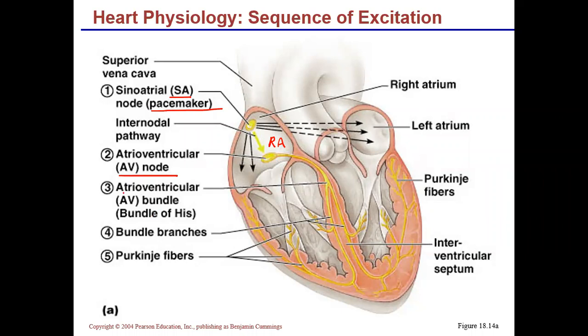Number three, atrioventricular bundle or bundle of His. All right, so you could see the bundle of His where it's pointing right here. All right, then there are the bundle branches. Now they divide and go two routes, one to the left, one to the right. So that's bundle branches. It branches out, as the name implies. And then finally, you have the Purkinje fibers. You will see the Purkinje fibers in here, and in here, and in here, and so on.